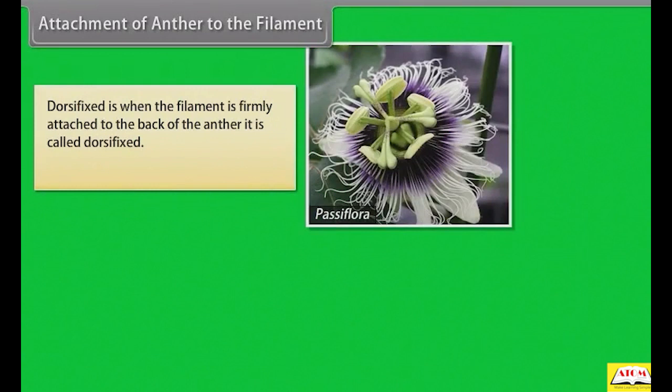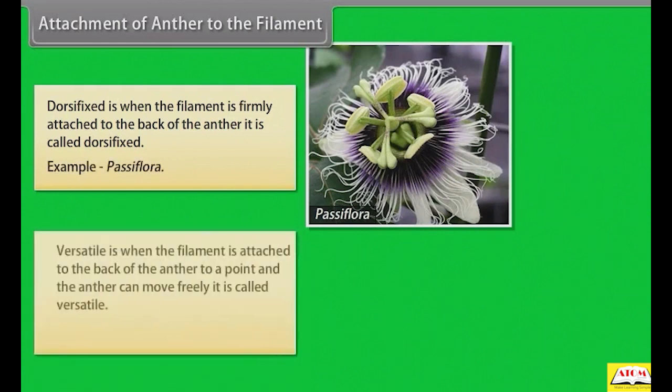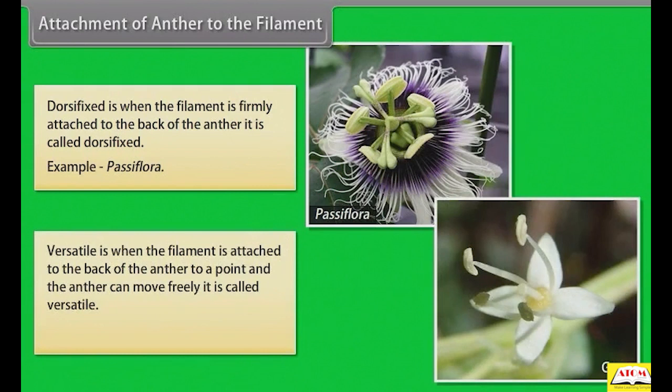Dorsifixed is when the filament is firmly attached to the back of the anther. Example: Passiflora. Versatile is when the filament is attached to the back of the anther at a point and the anther can move freely. Example: grass.